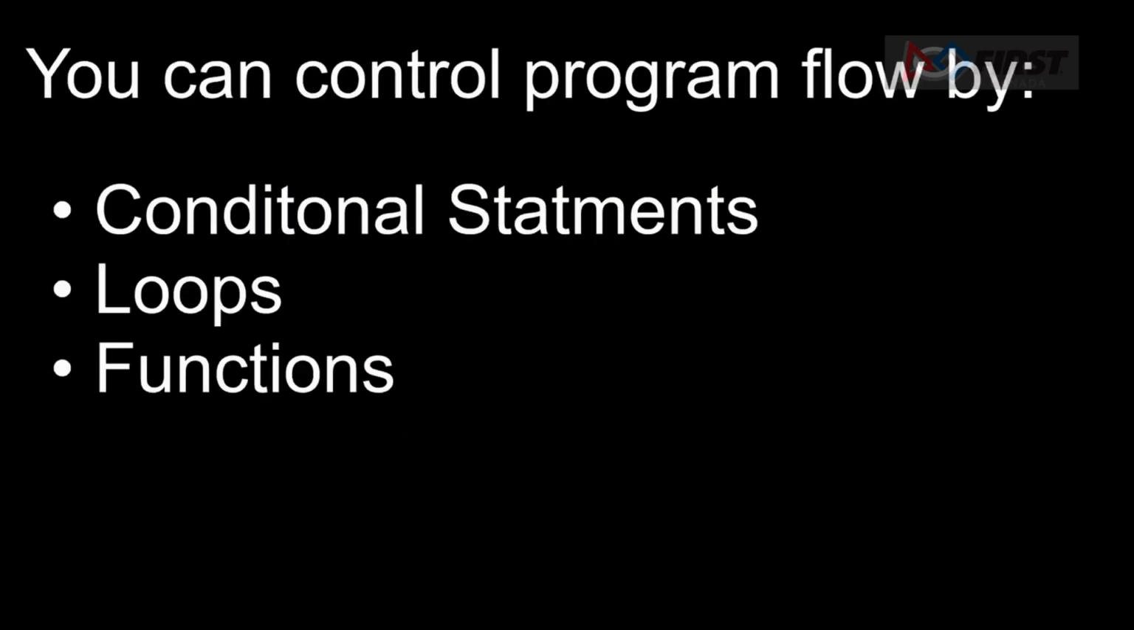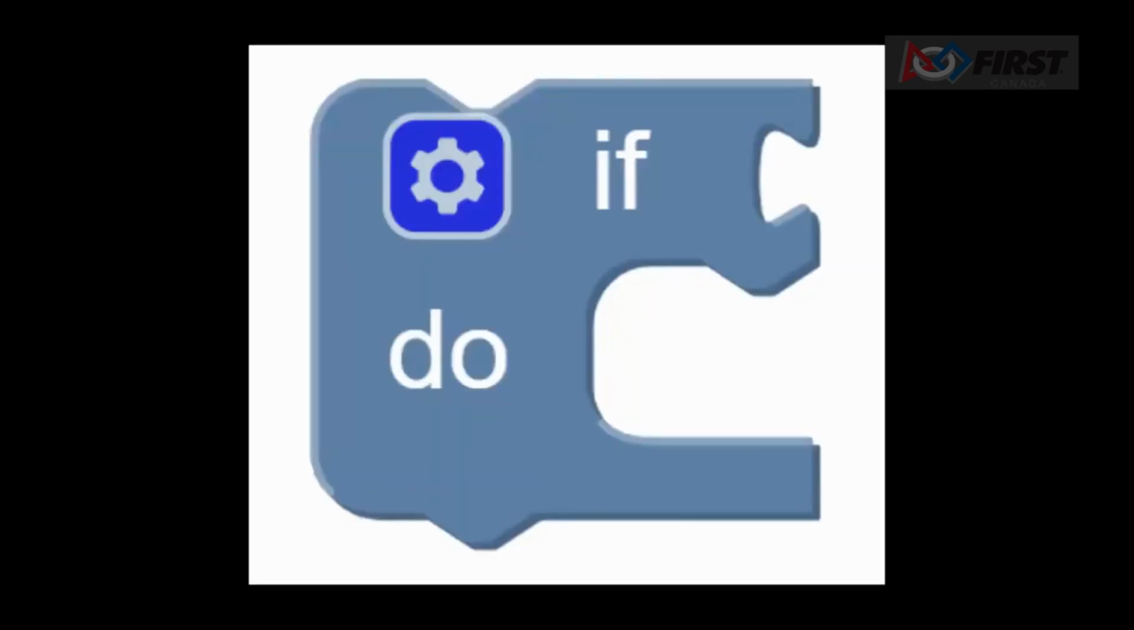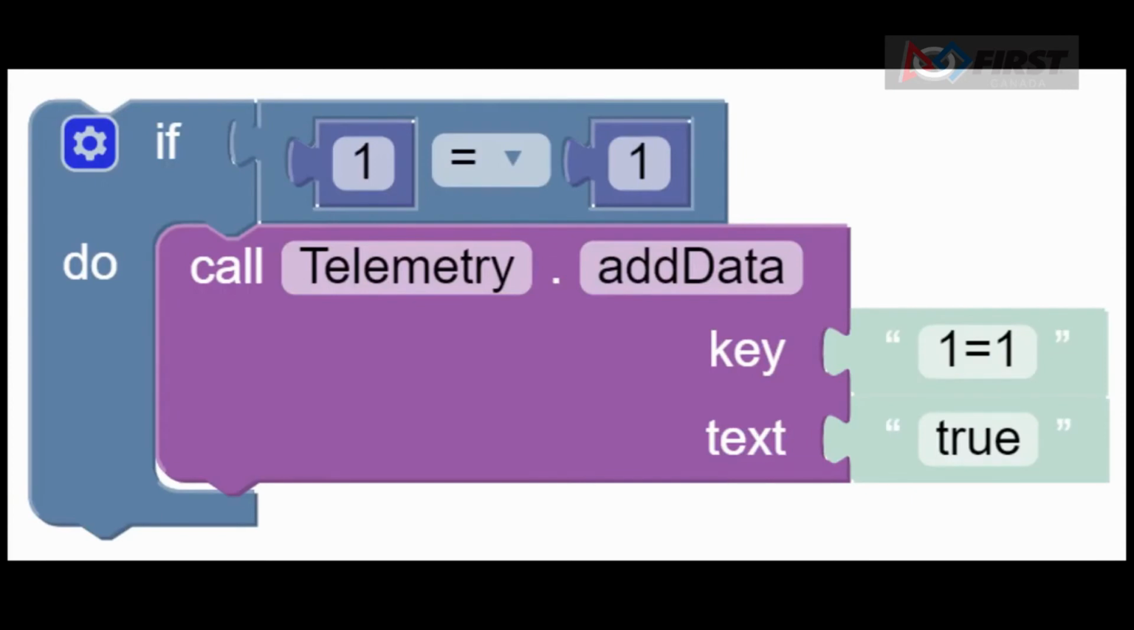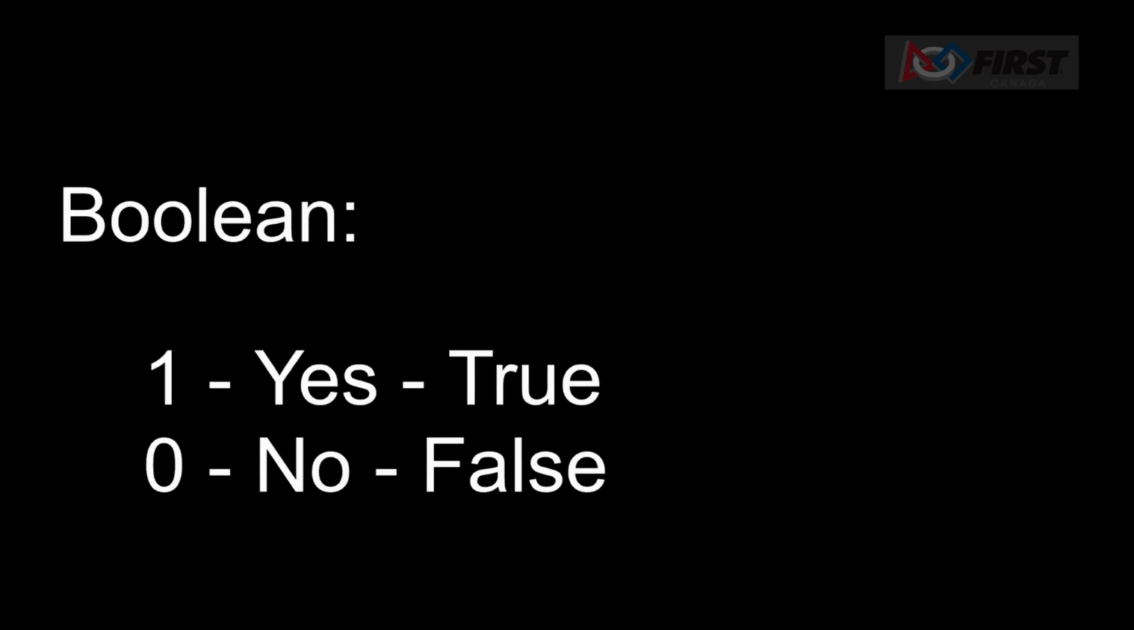If you want to know where to place your telemetry commands for the current challenge, you will need to understand 2 of these concepts, those being if statements and loops. Starting with conditional statements, we will be looking at if statements. An if statement is a piece of code that will only run if the answer to a question specified by the programmer is yes. This type of question can only have 2 answers, yes meaning true and no meaning false. This 2-answer format is called Boolean.